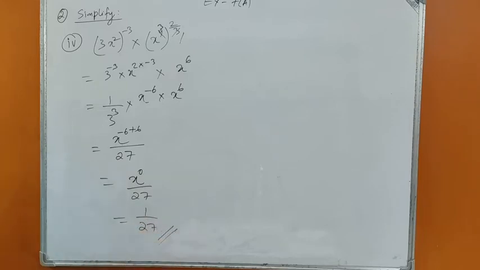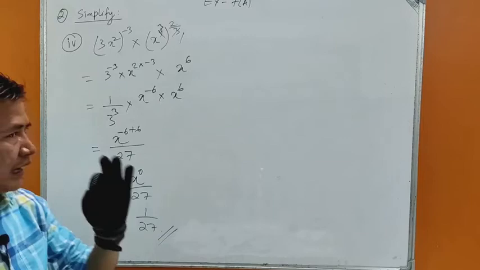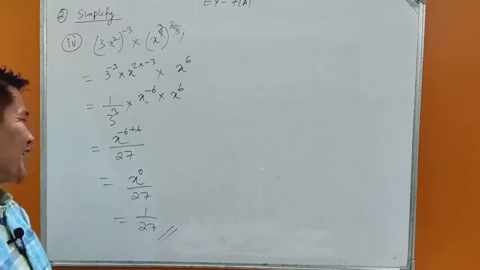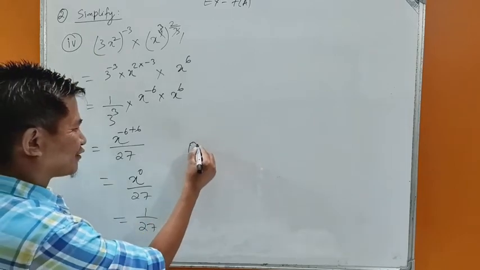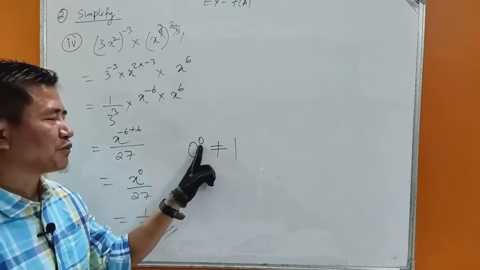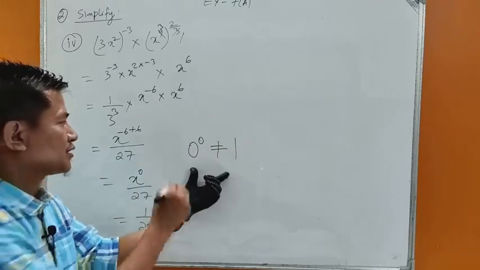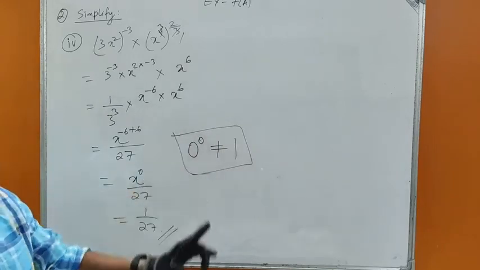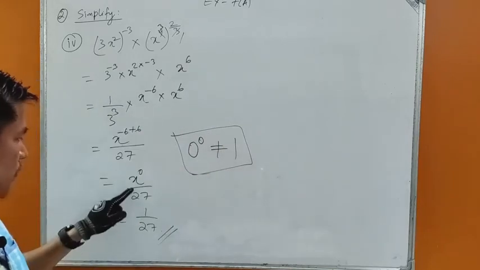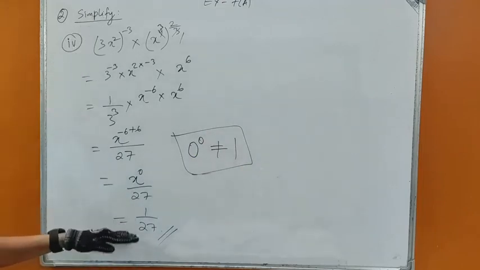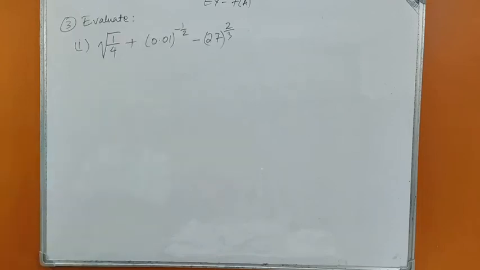I told you in the rules of indices in the first video that anything to the power 0 is 1. Even u to the power 0 is 1, okay? But 0 to the power 0 is not 1. Please remember this. This is the exceptional case. Apart from 0, any number raised to power 0 is 1. So x to the power 0 is 1. Okay, the value of this expression is 1 upon 27. This is the answer. So let's do question number 1 of 3.